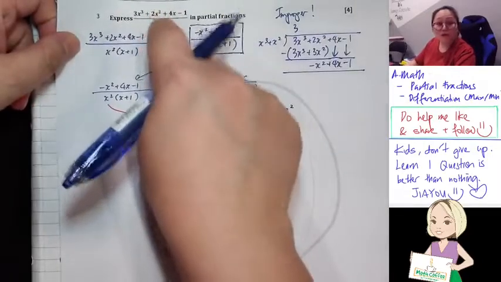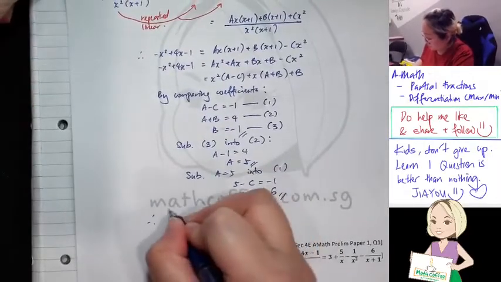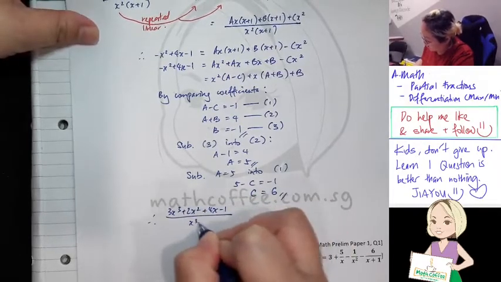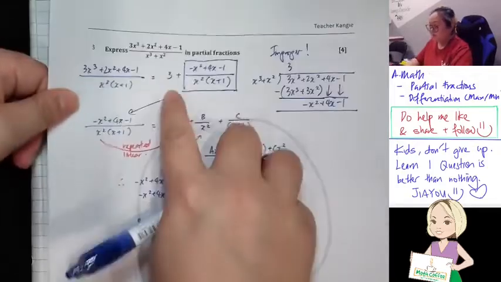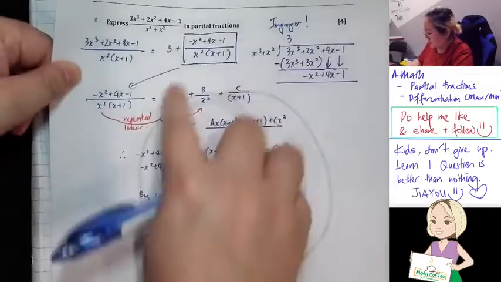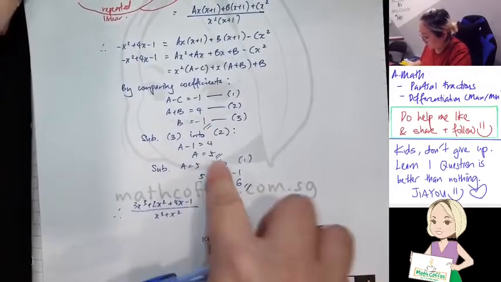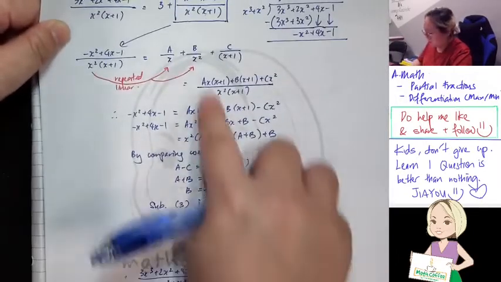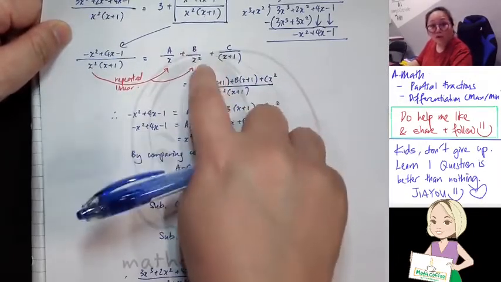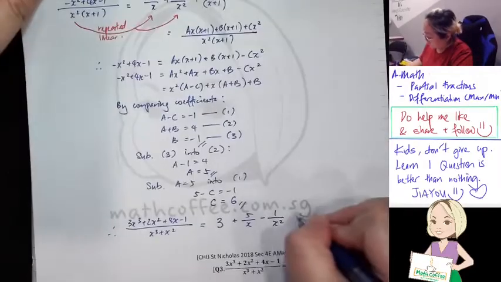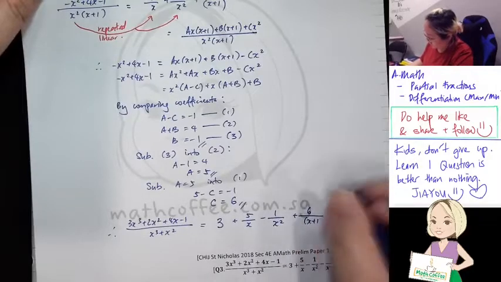Then now you can put back into this form. Always write the original question. So therefore 3x cubed plus 2x squared plus 4x minus 1 over x cubed plus x squared equals, don't forget to bring back your 3. So it is 3. My a was 5, so it's plus 5 over x. My b is -1, so it's minus 1 over x squared. My c is 6, so that means it's plus 6 over x plus 1. And we're done.